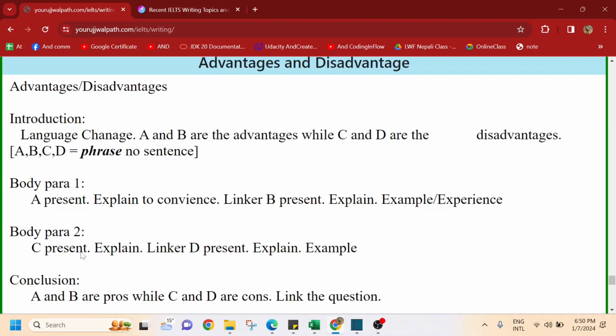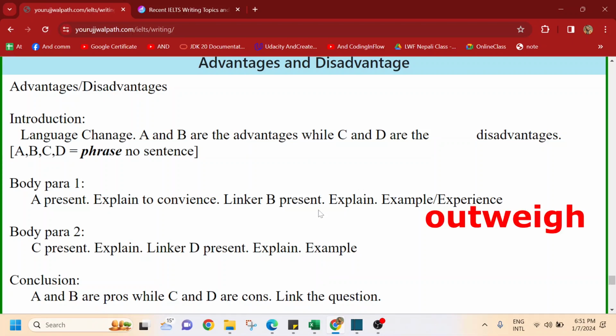Same goes with disadvantages also. Present C, meaning the first disadvantage, with the first sentence explain, then linker, and after that D, meaning the second disadvantage, explain and give example. In the conclusion, A and B are the pros while C and D are the cons. You can link the questions, and also keep one lasting sentence. That's how you'll be doing advantages and disadvantages.